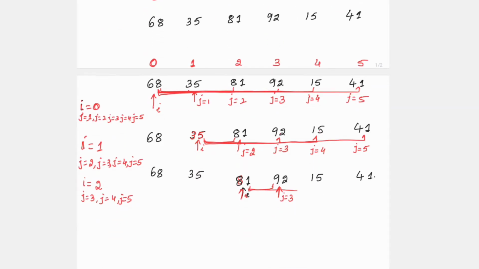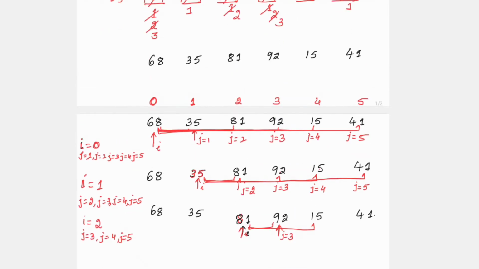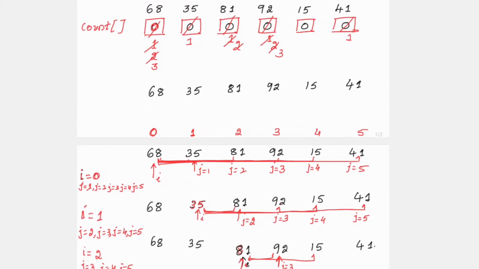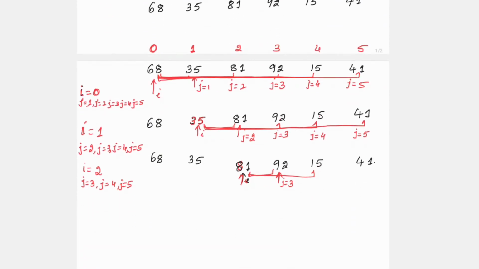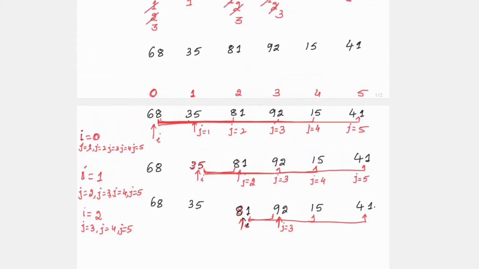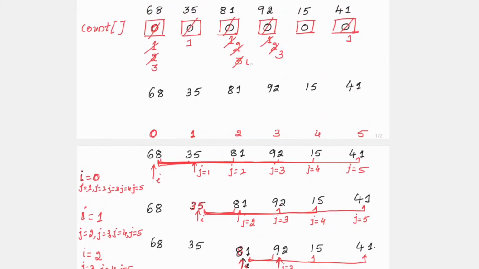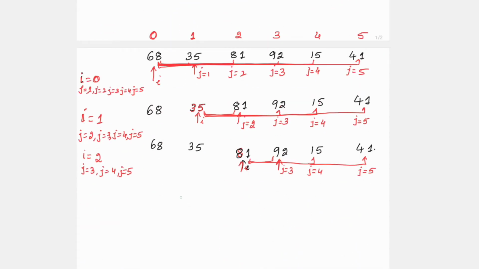Next, whether 81 is less than 15. No, 81 is greater than 15. So we'll increment the count for 81. Next, whether 81 is less than 41. No, 81 is greater than 41. So we'll increment the count for 81. It becomes 4 now. The j loop gets completed. Next, the I value gets incremented. I becomes 3 now.